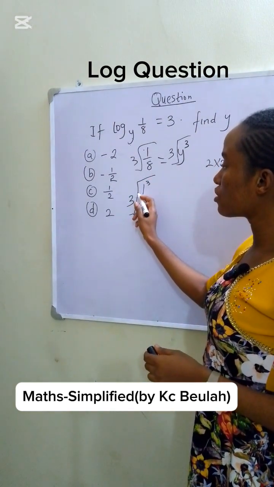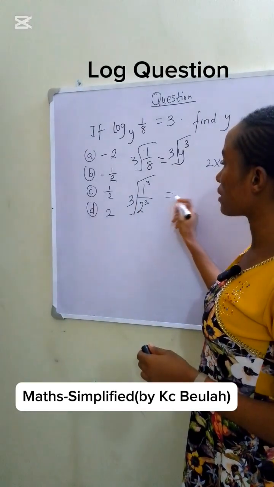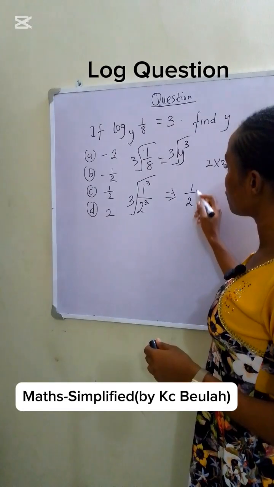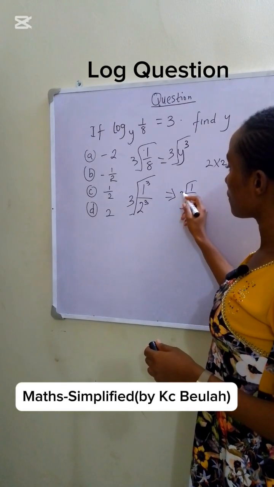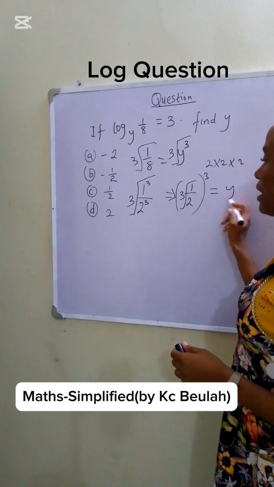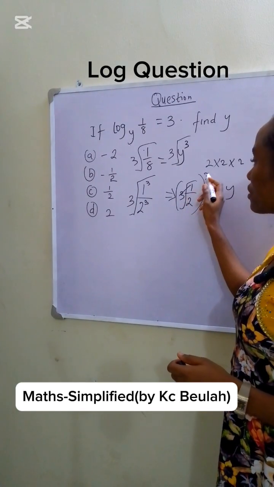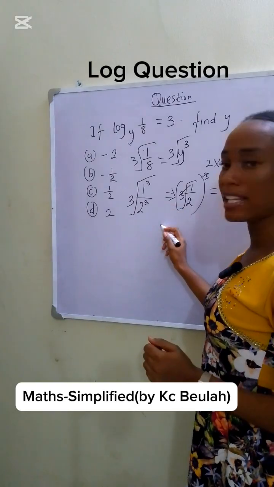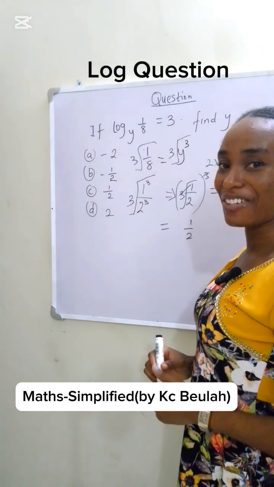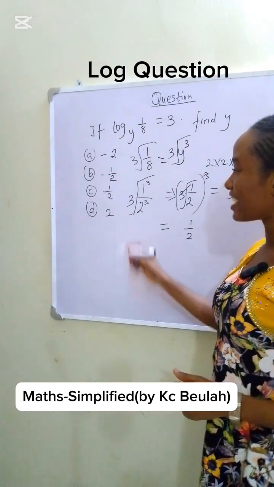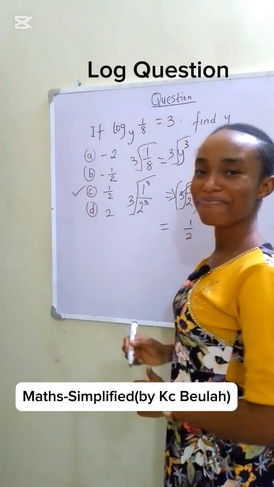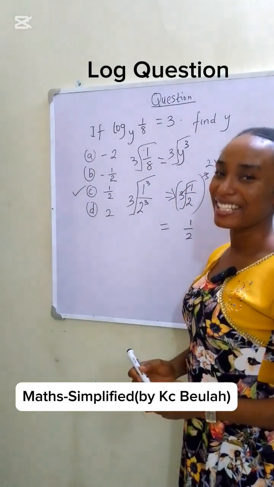So it's going to be this cube root. Bring out your answer like this. This implies the cube root of (1/2) raised to power 3 is equal to y. The cube root cancels the cube here. Our answer is going to be 1/2. Very simple. So my answer is C. See? C is the answer. So 1/2 is the correct answer.